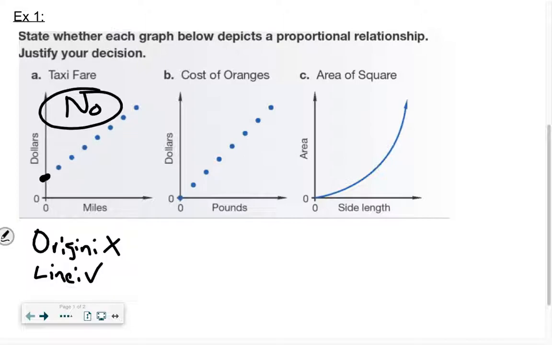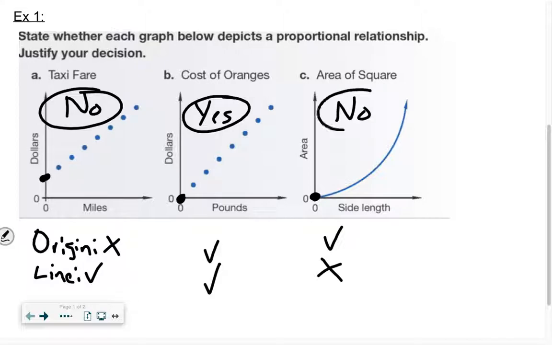If we look at B, yes, the points create a straight line. Also, that point does fall on the origin now. So we do meet both criteria. Therefore, yes, it is. And lastly, if we look at C, this is the graph of the area of a square as it relates to its side length. So as our side length increases, that's the area that we're coming up with. And notice it does go through the origin, so we satisfy the first one, but then it doesn't form a straight line. This thing is curved. Therefore, no, it is not. You've seen examples like these before.